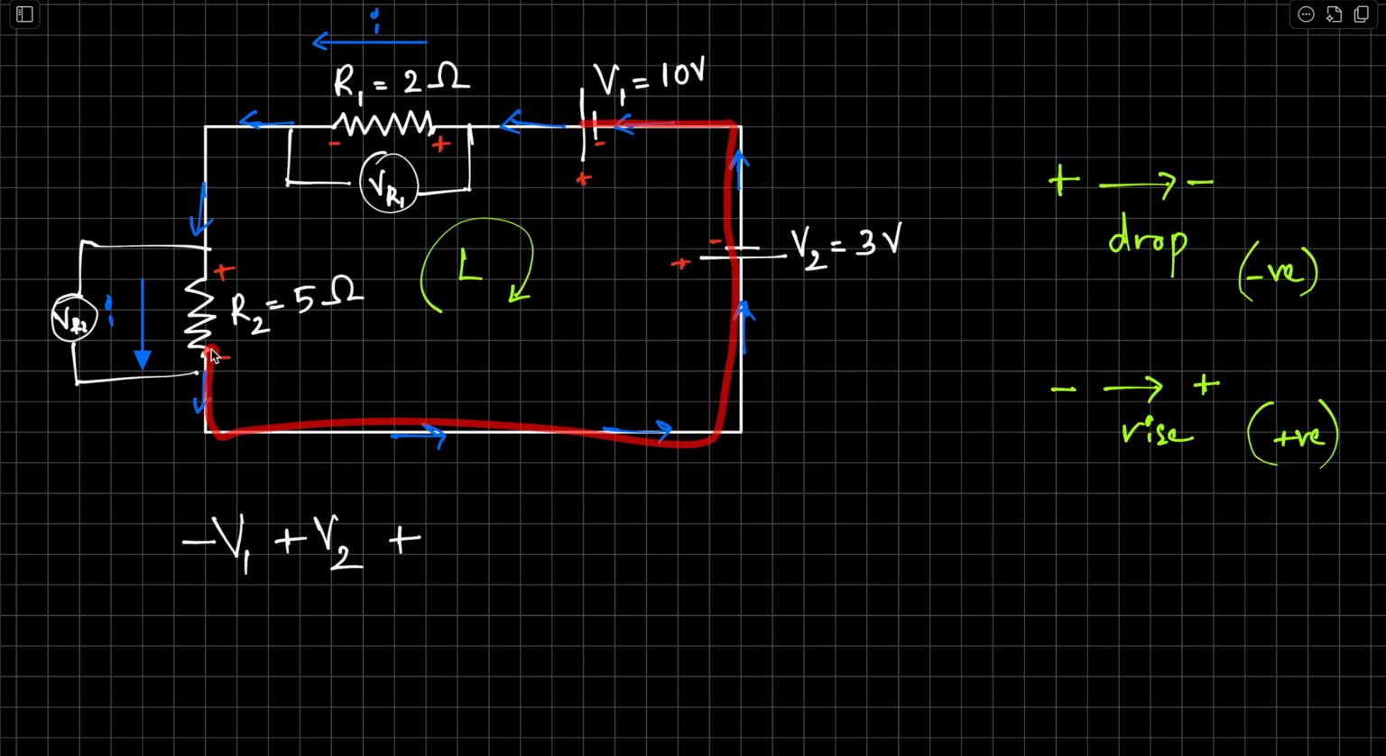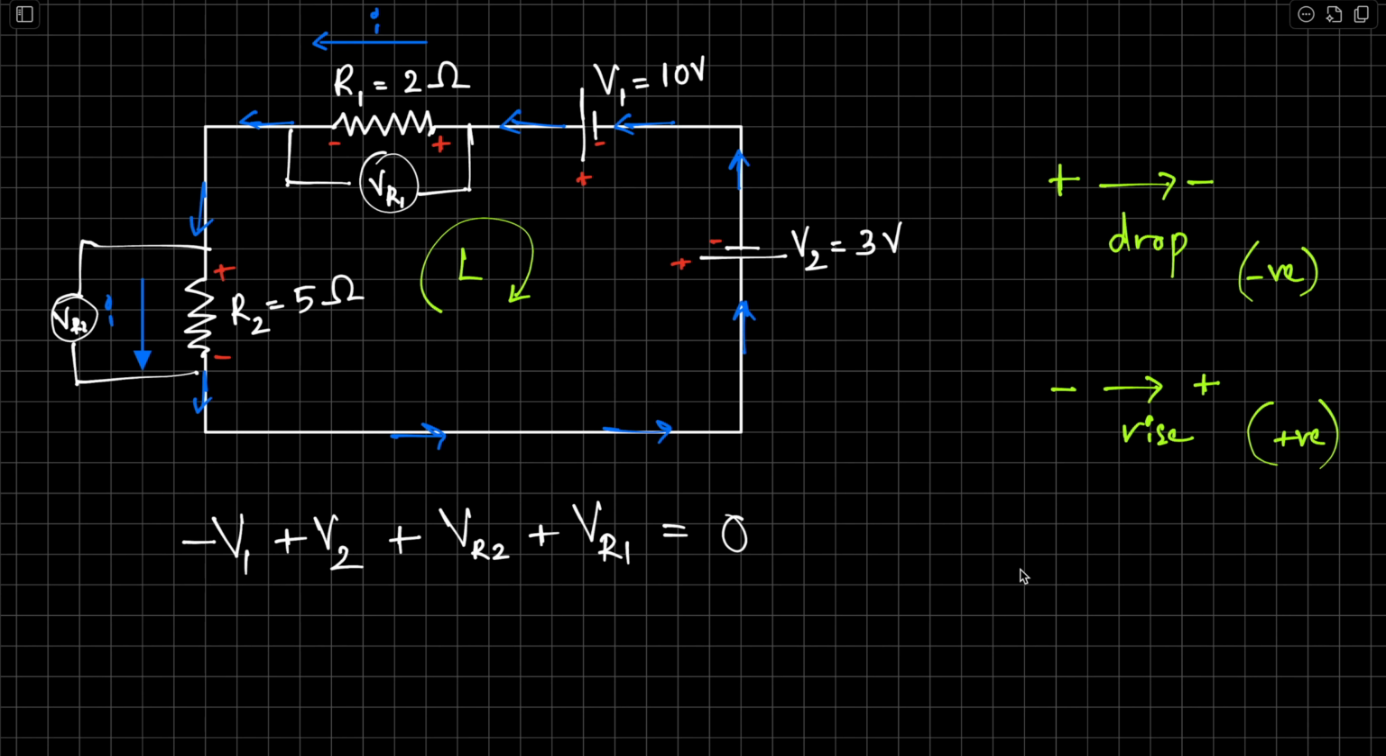In R2, we are going from negative to positive. That's a rise, so plus VR2. So far: minus V1, plus V2, plus VR2. Then VR1, it's negative to positive, that's a rise again, so plus VR1. We are back at V1, right? So that's all. According to Kirchhoff's voltage rule, the total voltage in a loop should be equal to 0.